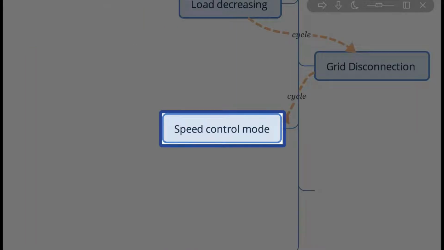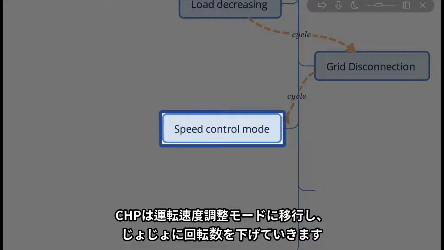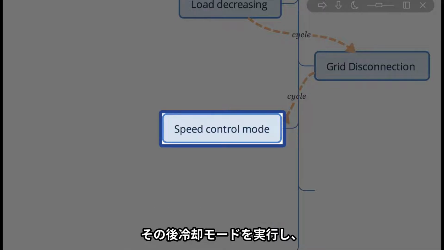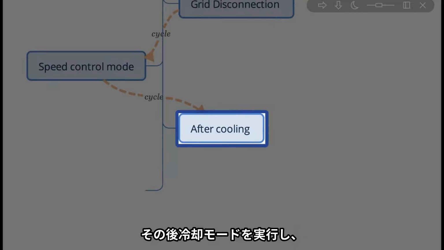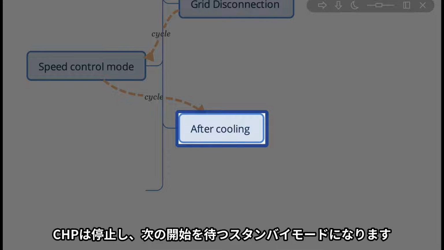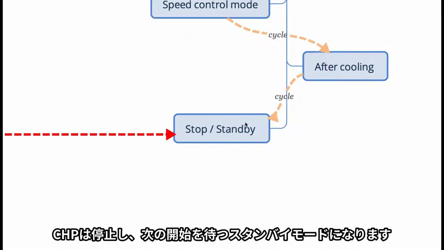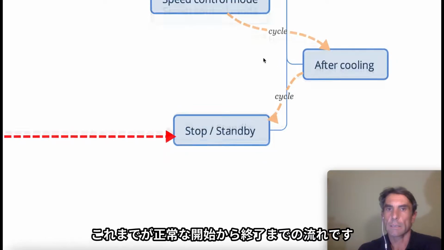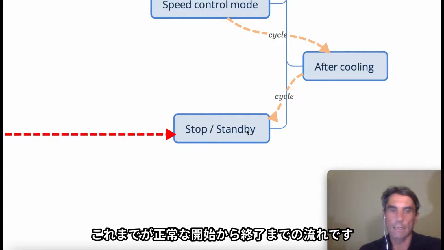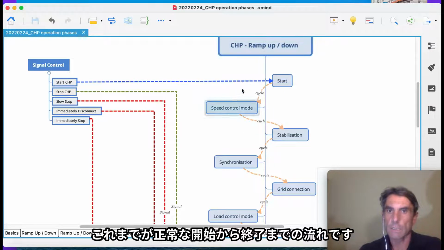After that, we are disconnected from the grid. The CHP goes back into the speed control mode, and after the speed control mode we have a short aftercooling if necessary, if the CHP is still too warm, and then we have the stop or standby mode. So that's the process the CHP jumps through.